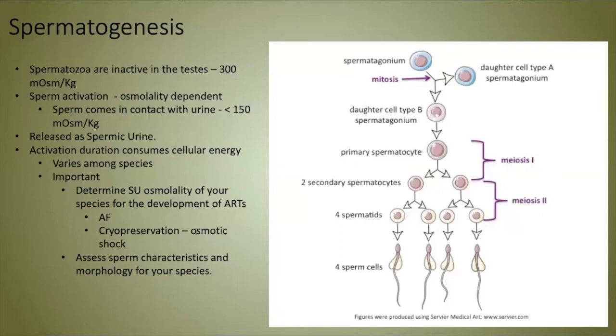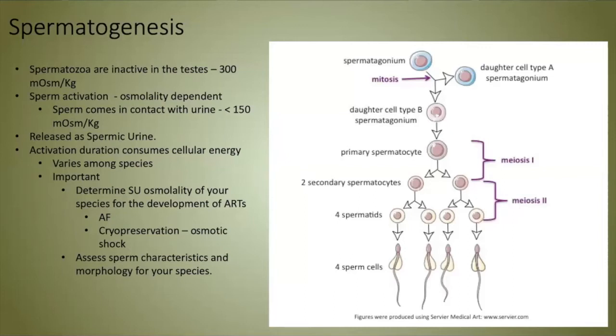There are several factors that you need to understand for your own species. First, in general, spermatozoa are inactive or not motile in the testis, and motility or activation is dependent on osmolarity. Testicular osmolarity is usually around 300 milliosmoles per kilogram, and sperm activation occurs when the sperm comes in contact with the urine, and osmolarity drops below more or less 150 milliosmoles per kilogram. So sperm in Anurans is released as a spermic urine. It's a mix of urine and sperm.